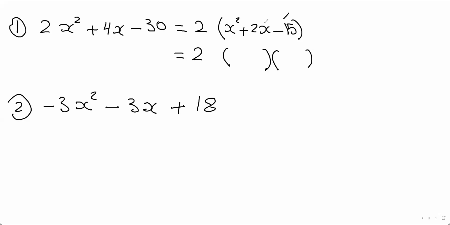What multiplies to give me -15 and adds to give me 2? It's definitely x plus 5, x minus 3, because 5 times -3 gives me -15, and 5 minus 3 will give me +2.